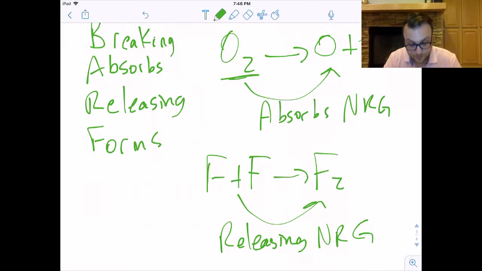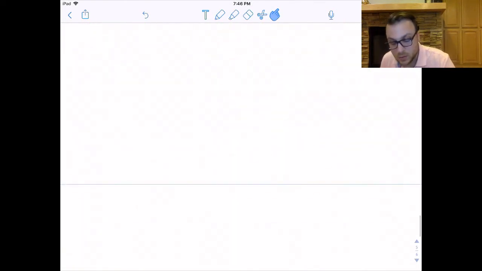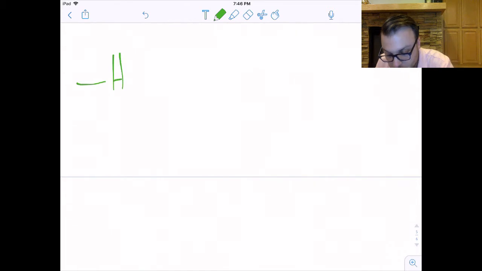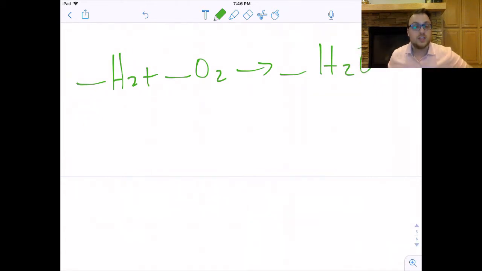What do you do if the mass is not the same going in and coming out? That's when you need to balance. So I'll start with an easy one. H2 plus O2 make water. You need to conserve mass. You need to conserve your atoms here. So the same amount of atoms that go in have to be the same amount of atoms that pop out.